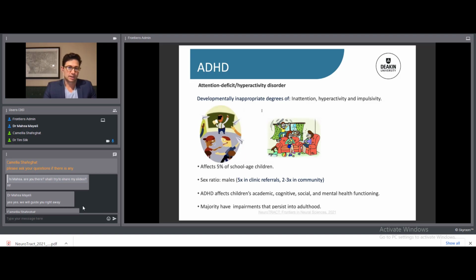But ADHD actually affects a wide range of outcomes for these children: academically, cognitively, socially, as well as broader mental health functioning. And many of the impairments do persist into adulthood. Even if the disorder remits officially, many of the functional impairments still persist. Next slide, please.